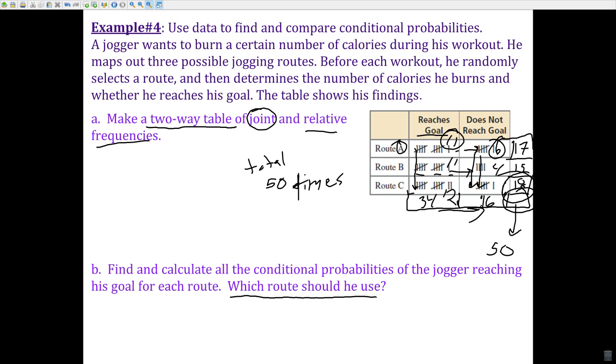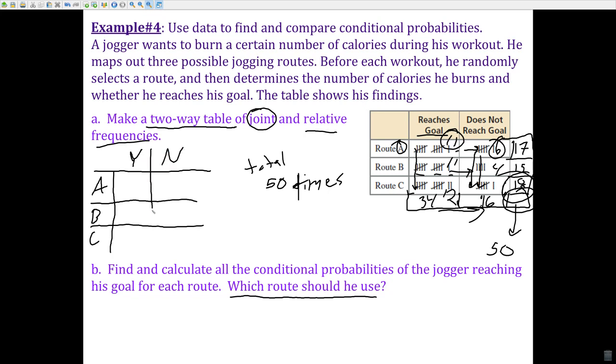So what I'm going to do is make a table. A, B, C. So similar to that chart, almost identical. I'm going to put Y and N for reached and not reached. You can label that however you want. I just don't have a lot of room to work with over here. All right. And so we're not going to need these numbers, really.